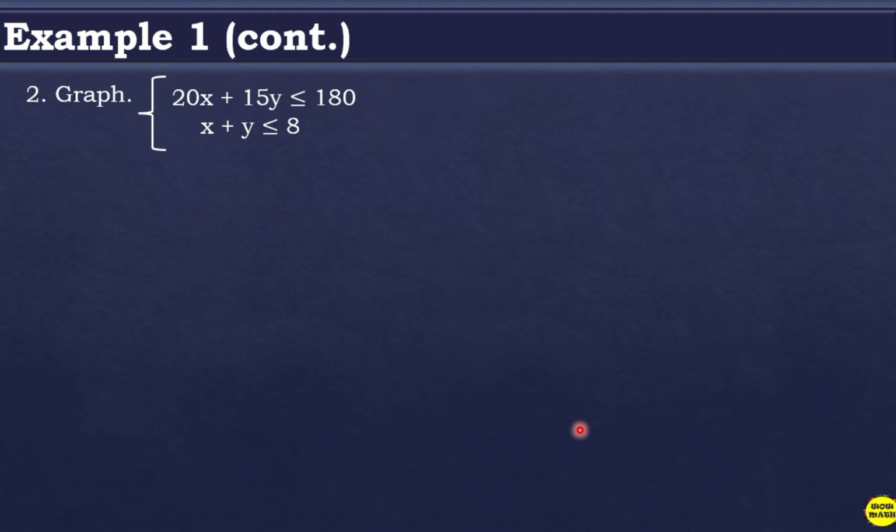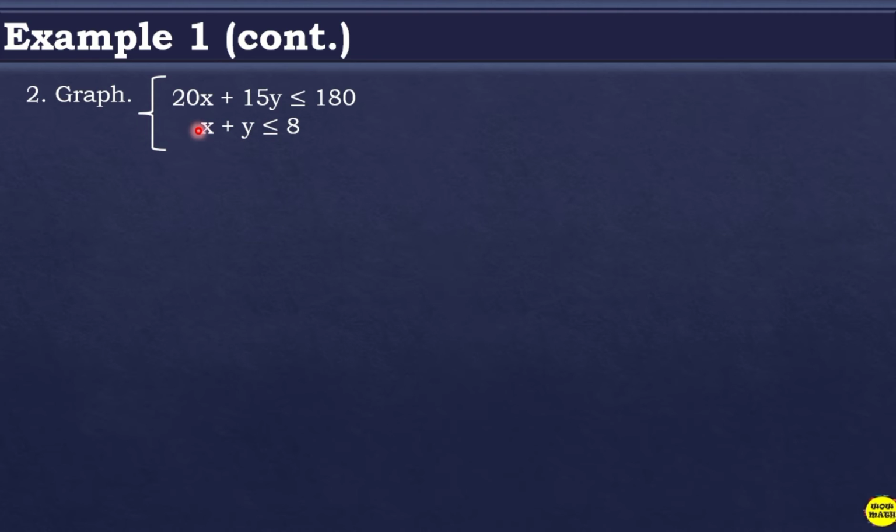Let's answer question number 2. You are asked to graph. Igagraph natin ito. Kung napanood nyo po yung video tutorial, bago po tayo mag-proceed dito sa ating word problems, dapat mapanood muna natin yung previous video tutorial para maintindihan natin ito. Kasi hindi na natin i-discuss dito yung graphing, dahil na-discuss po yun dun sa previous tutorial. Dapat napanood po muna natin iyon bago tayo pumunta dito.